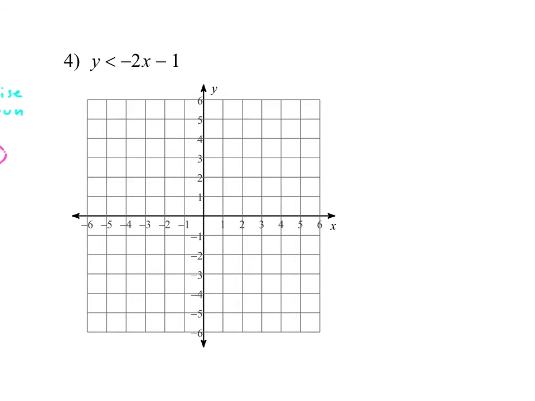So we put a dot at -1. And then how can we change this -2 to a fraction for our slope? Put it over 1. So we have a rise over run. So we're going to go down 2 and to the right 1. So down 2 to the right 1, put a dot there. Do we connect these dots with a solid line or dotted line? A dotted line.